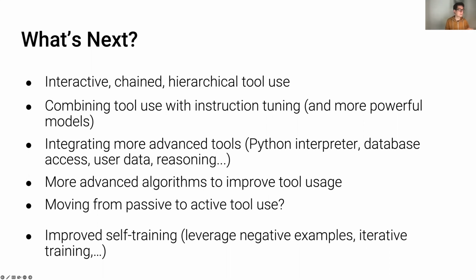And then there's all kinds of things that you can do to improve the self-training that we do here. You could think of ways of leveraging negative examples that we right now just throw away. You could think of iterative training, etc. But yeah, as I've said, this is just a large list of things that I consider interesting. There's, of course, a lot more to do in that area right now. All right, that is it from my side. Thanks for listening, and I guess we have a bit of time for questions.